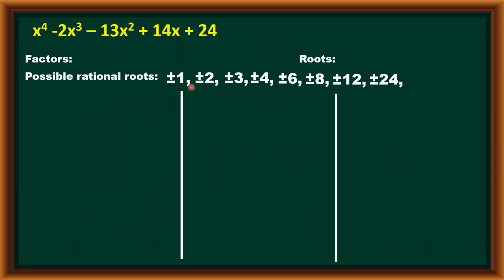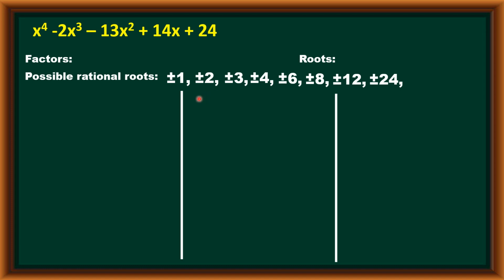Now, ito ulit yung ating possible rational roots. 16 lahat yan. Pero sa ating given equation, since ang degree ay 4, ibig sabihin, 4 dito sa 16 na to ang ating magiging roots. Okay? 4 lang dito sa 16 na to. So, isa-isa nating itatry yan.